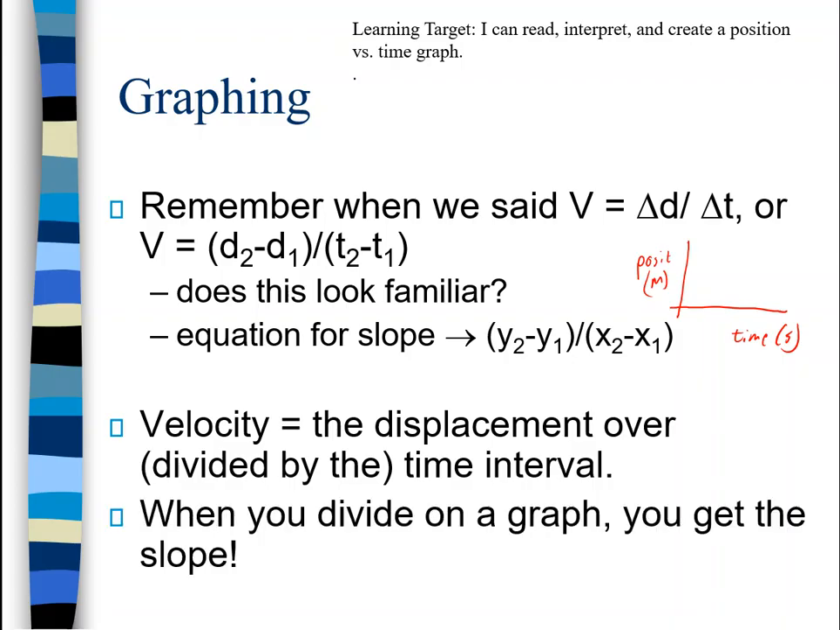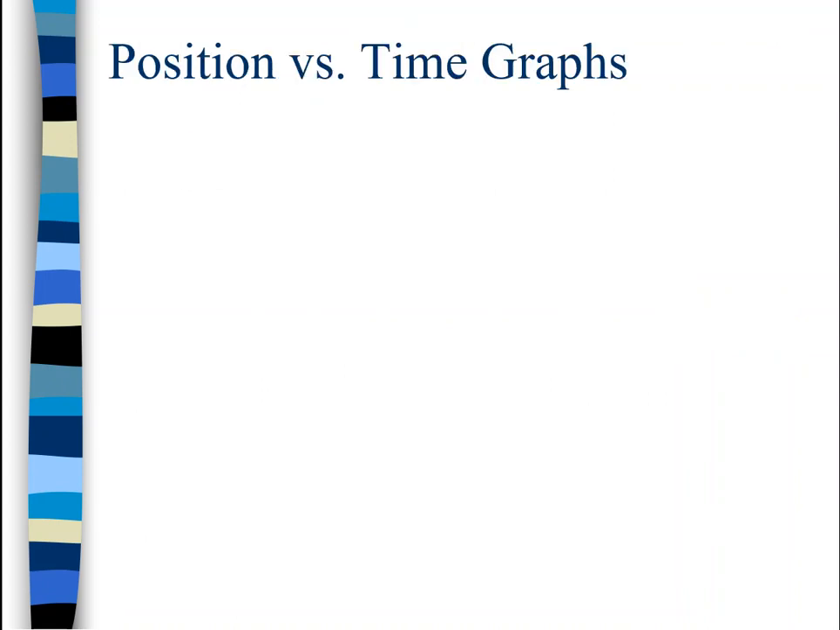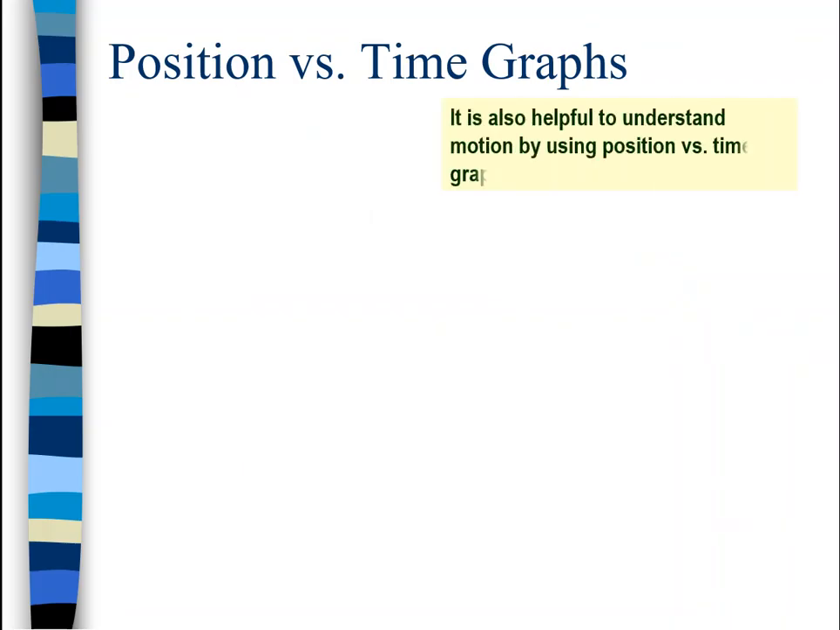We already know that, and we say, hey, that's the same idea as if we had a position time graph, we take the slope of the graph, and that gives us the velocity. So if we take a moment to look at position versus time graphs, make sure we have a good grasp of them.